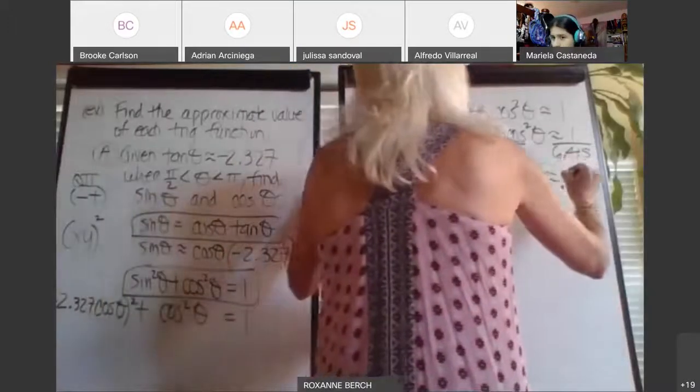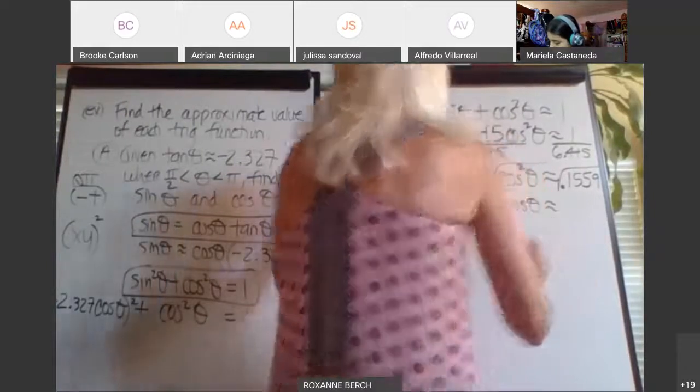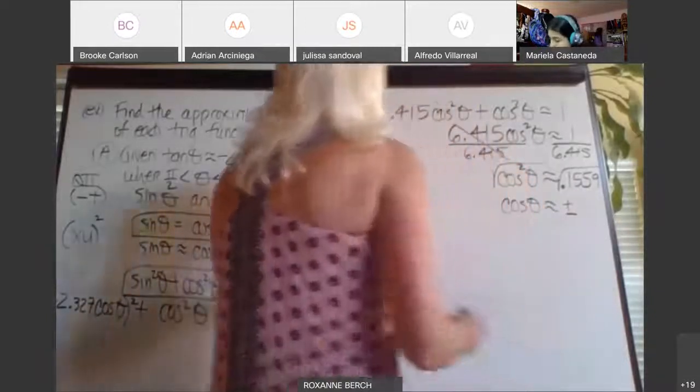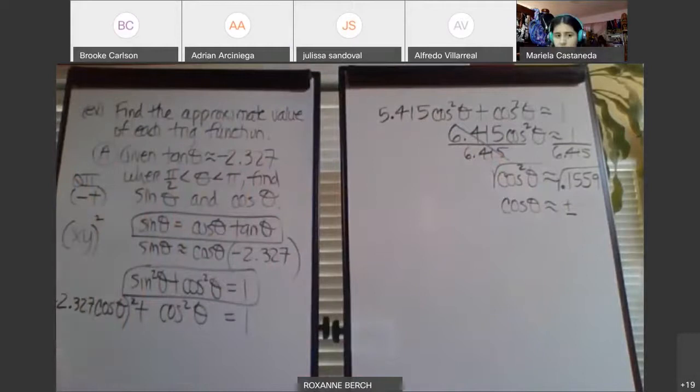Now we take the square root of both sides. So we have cosine of theta is about, and you have to put plus or minus, right? Remember what I said over here, that we have to pay attention to what quadrant we're in?